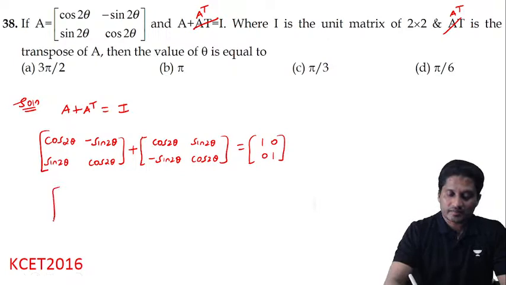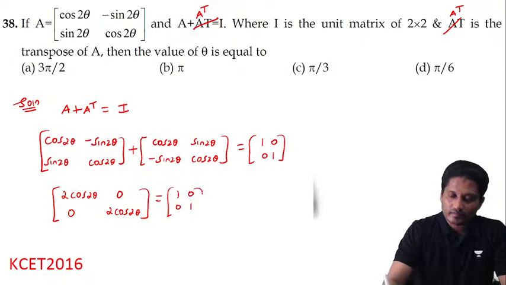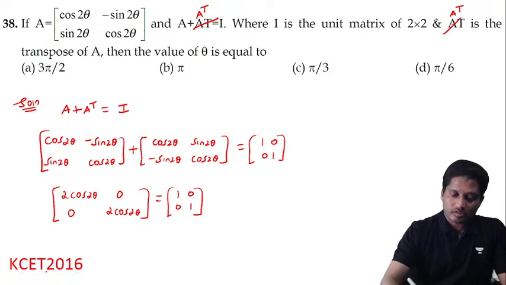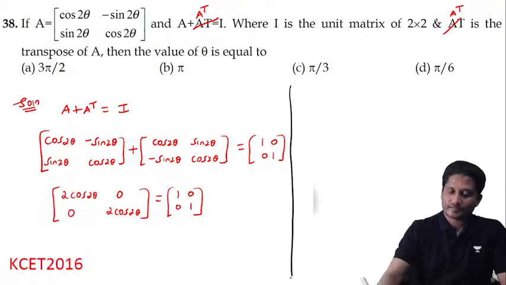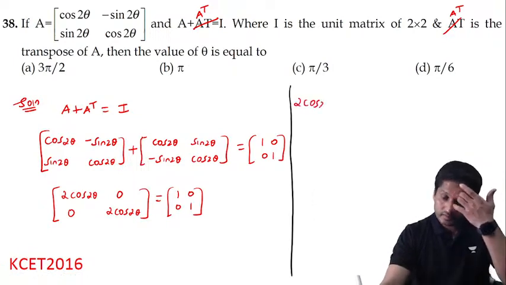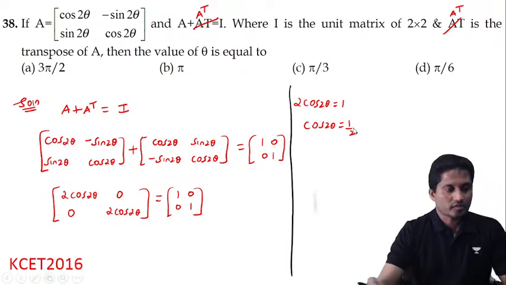Right, now if I add this, 2 cos 2 theta, this is 0, when this is 0, and then you get 2 cos 2 theta equal to matrix 1001. Now if I equate the corresponding values, you get 2 cos 2 theta equal to 1. From this, cos 2 theta equal to 1 upon 2, right?